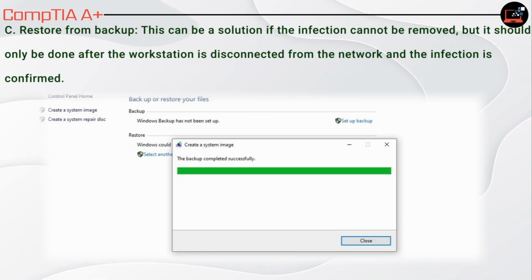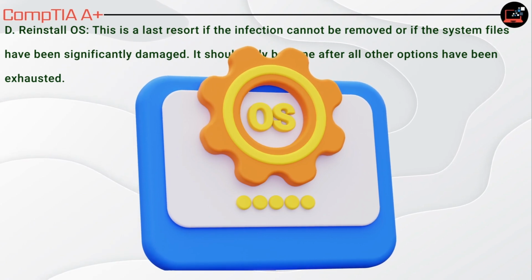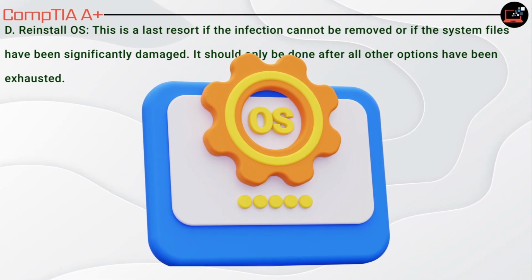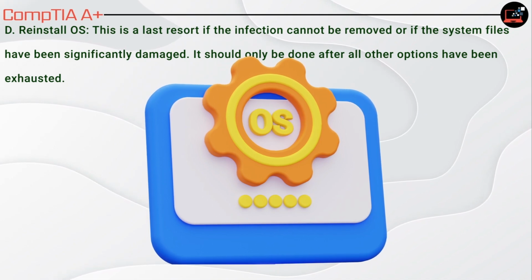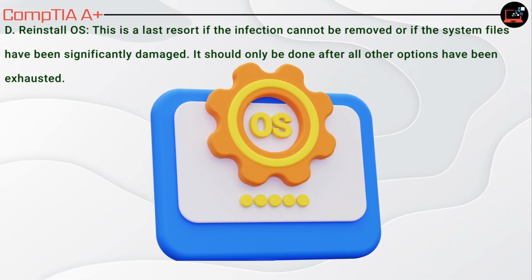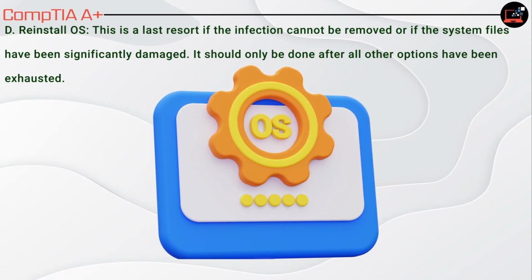C. Restore from backup. This can be a solution if the infection cannot be removed, but it should only be done after the workstation is disconnected from the network and the infection is confirmed. D. Reinstall OS. This is a last resort if the infection cannot be removed, or if the system files have been significantly damaged. It should only be done after all other options have been exhausted.